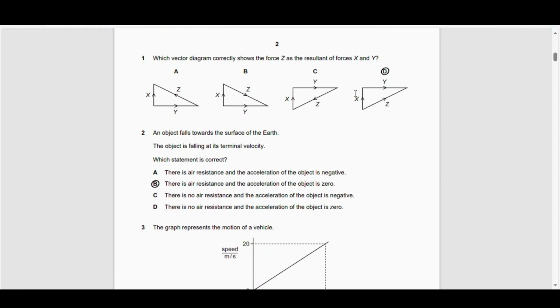But equally with common sense, you've got one vector force acting upwards, you've got another vector force acting to the right. So you'd expect the resultant to act upwards and to the right, which is what Z is doing here, but it's not doing that in C. So D is the right answer.